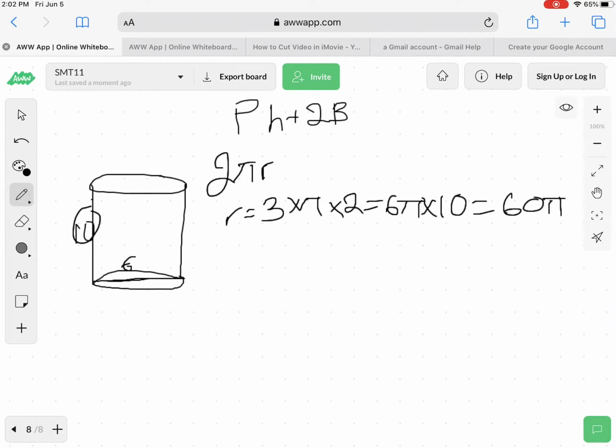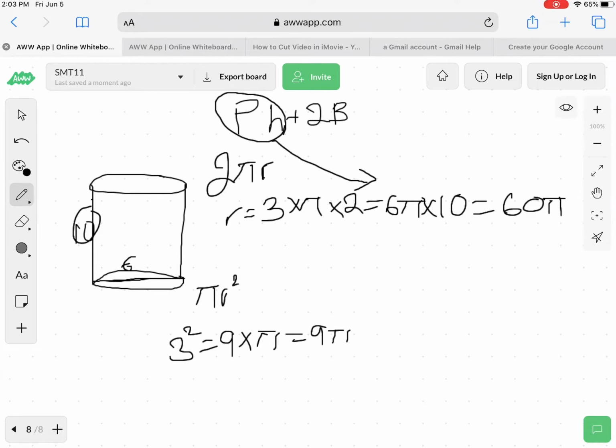So now we have Ph, which is 60 pi. Now for 2B, first we have to figure out the area of 1B, or the base area. So in a circle's case, the area for a base is pi r squared. So r is 3 in this case, so it would be pi times 3 squared. And 3 squared, as we all know, is 9, because 3 times 3 is 9. So now we multiply this by pi, we get 9 pi. We multiply this by 2 because there's 2 bases, and we get 18 pi.